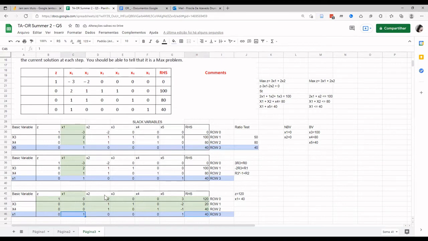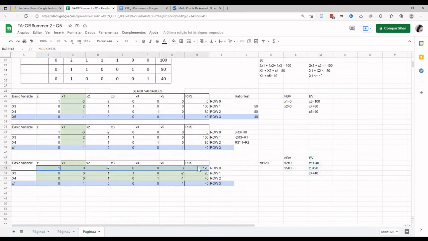Then x1 is going to be 40 here. x2 is going to be 0 because it's a non-basic variable. x3 is also a basic variable, so it's going to be 20. And x4 is also a basic variable, and it's going to be 40 over here. And x5 is a non-basic variable that we can see here, and so it's going to be 0. So now I have z, my non-basic variables and my basic variables and the values associated with each.